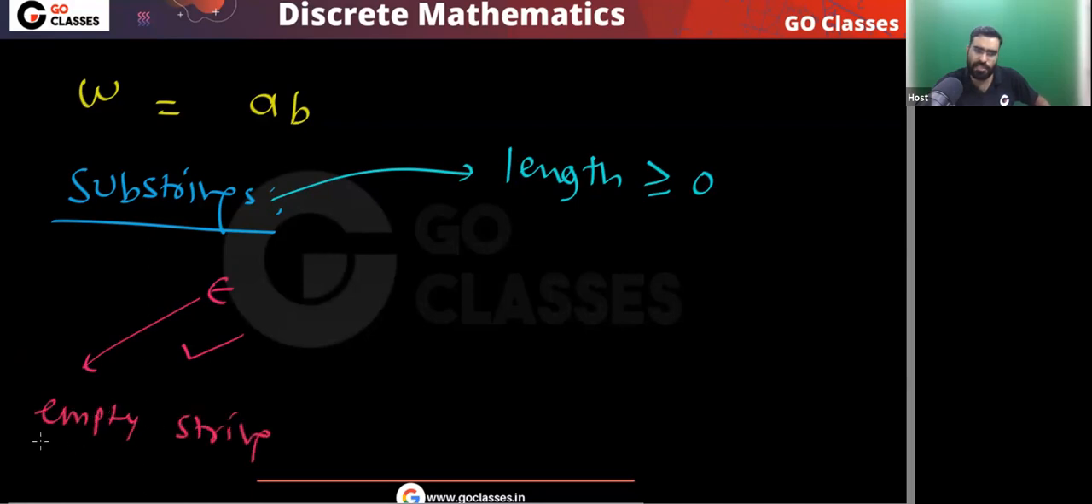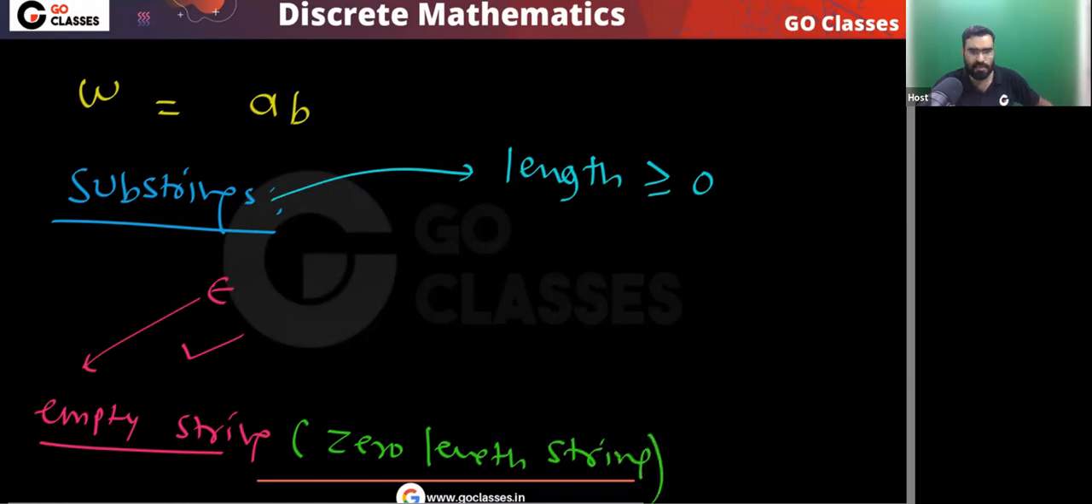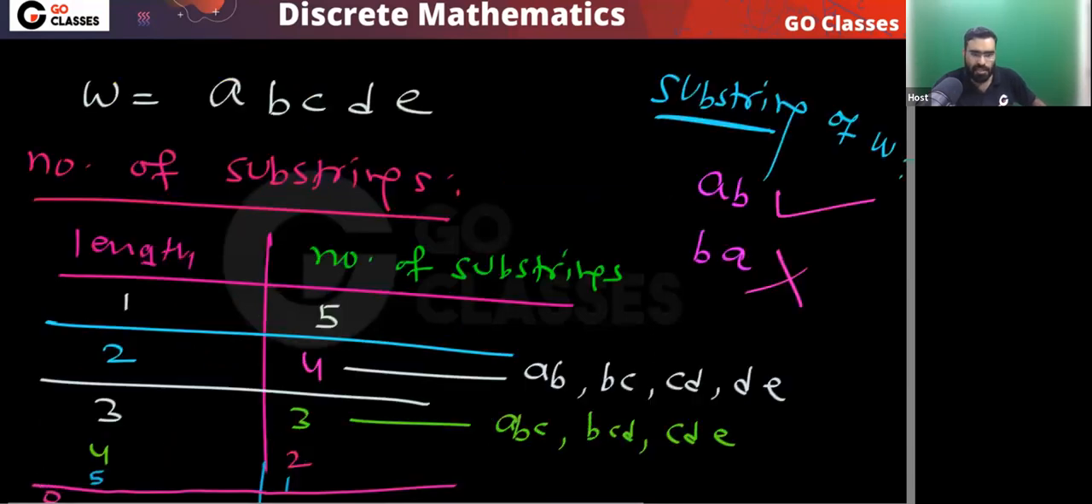Empty string means a zero length string. The length of this string is 0. This is just a special string; you can call it the null string. It is a very special string. So, a very simple point: only one zero length string we have. This is a one length string, and this is a two length substring. Now here also, how many zero length substrings are there?